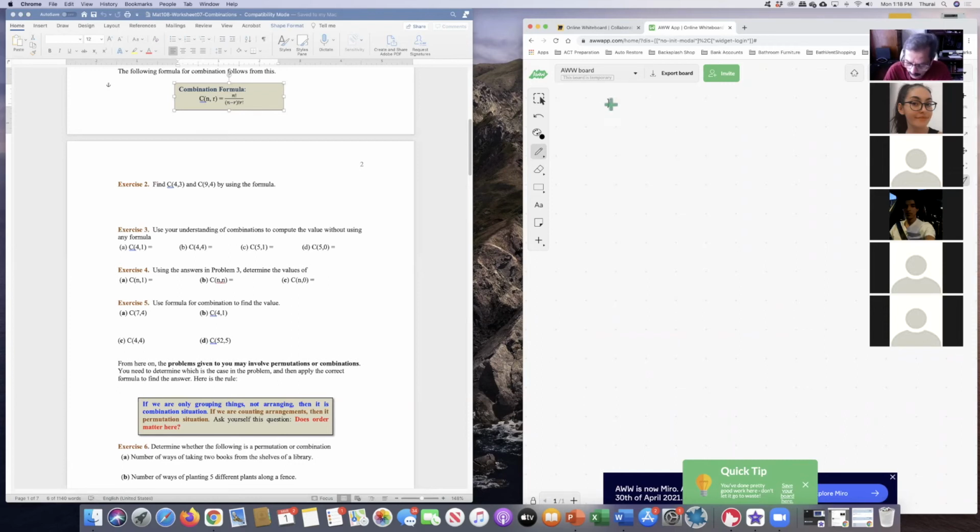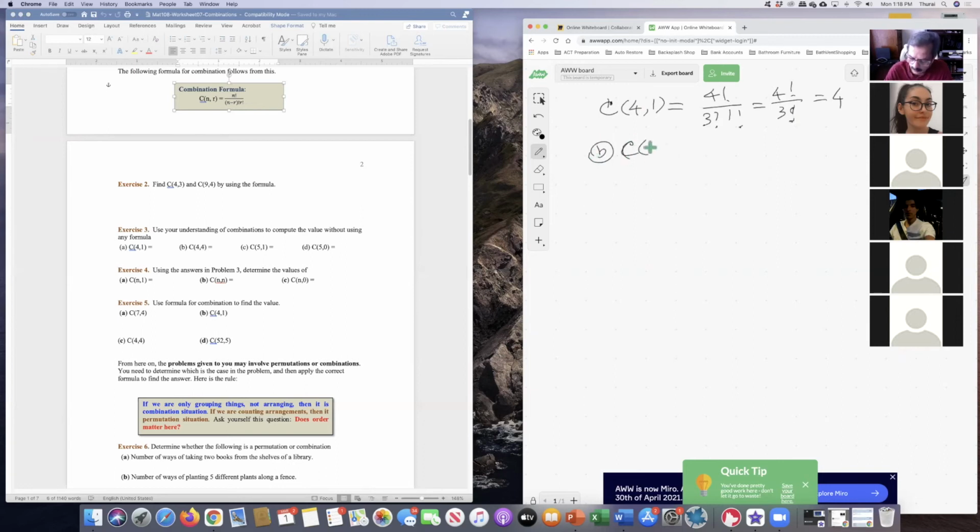And if you use the formula, are we getting the same value? Let's try that. It's factorial 4 over factorial 4 minus 1, which is 3, times factorial 1. Factorial 1 is 1. So therefore, this is equal to factorial 4 over factorial 3. And that simplifies to 4, using the method we learned for simplifying. Okay, next question is C(4,4).